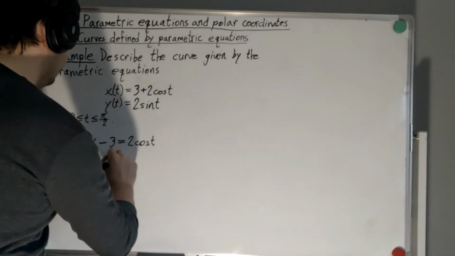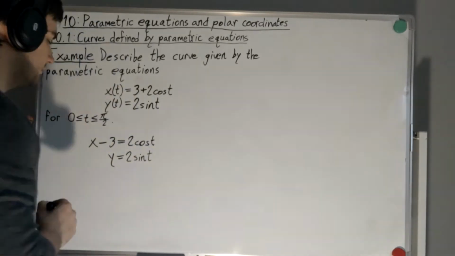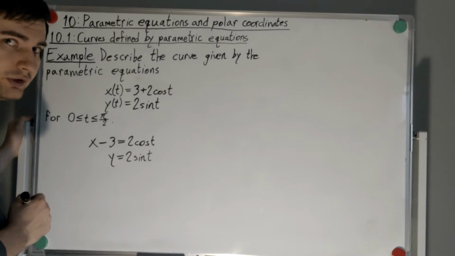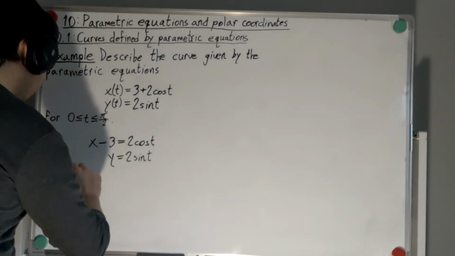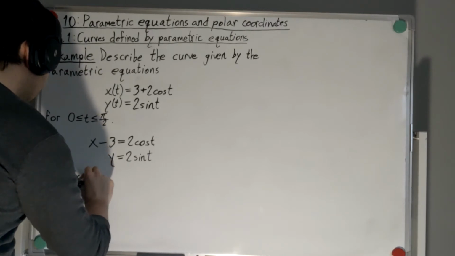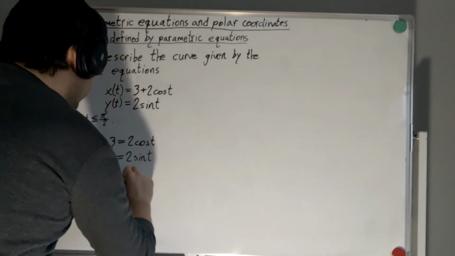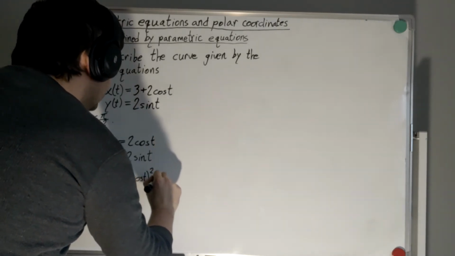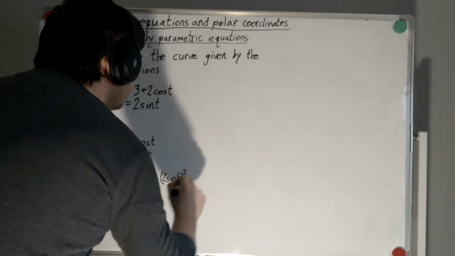y is 2 sine t. Now, suppose we were to square both sides of both of these equations and then add them together. So we'd be looking at x minus 3 squared plus y squared is equal to 2 cosine t squared plus 2 sine t squared.